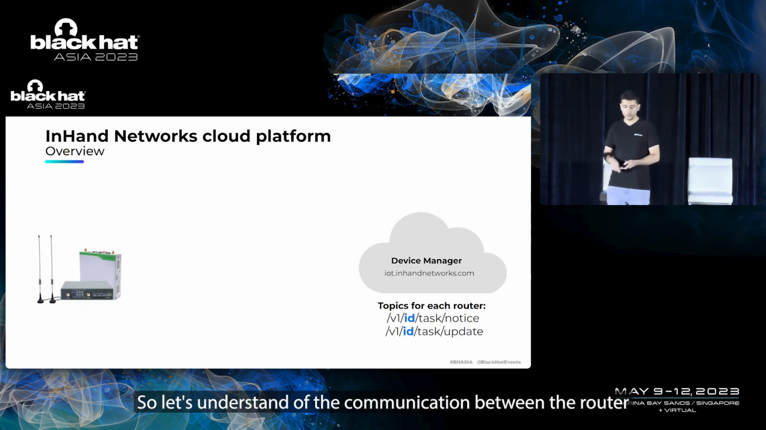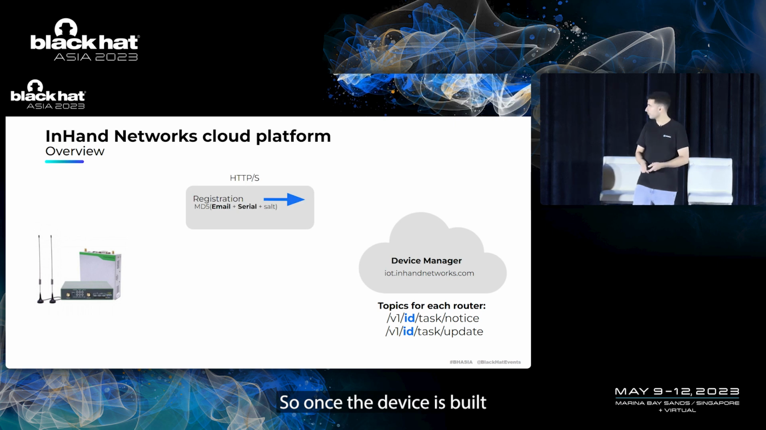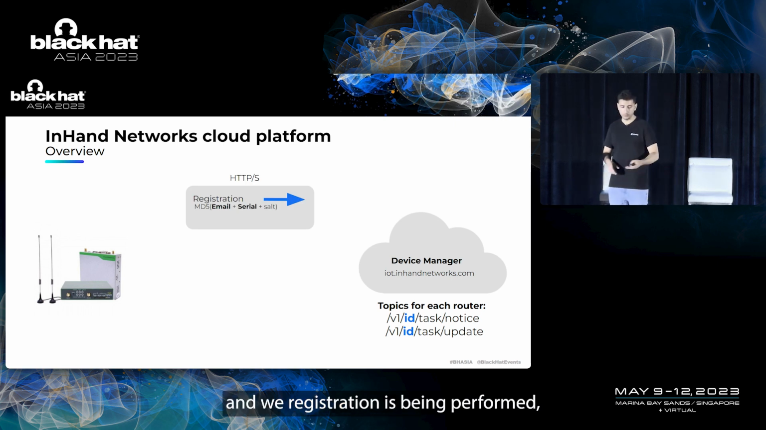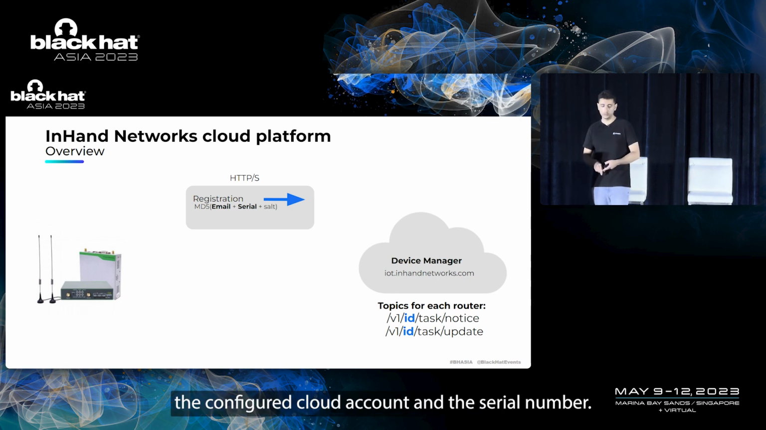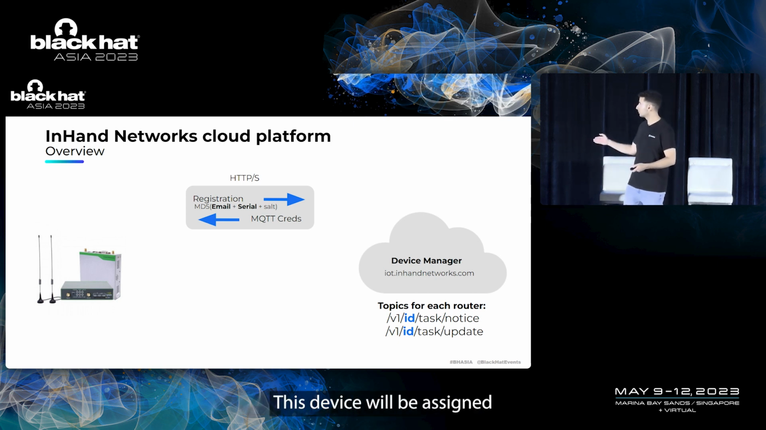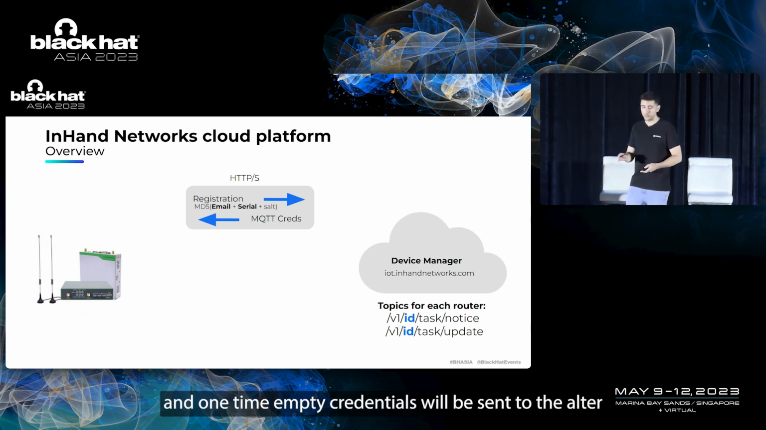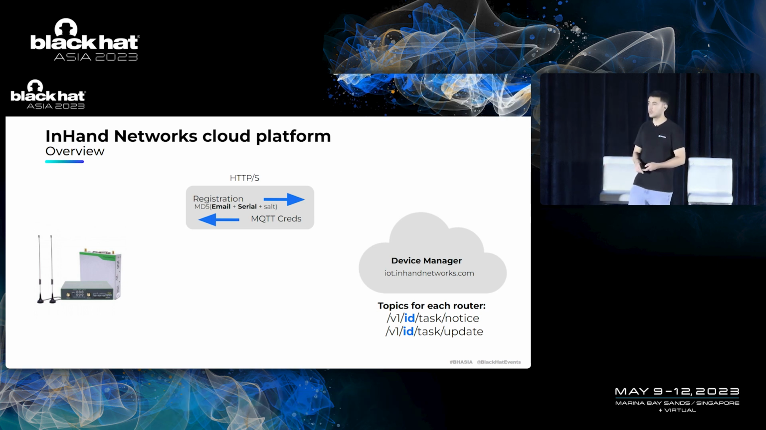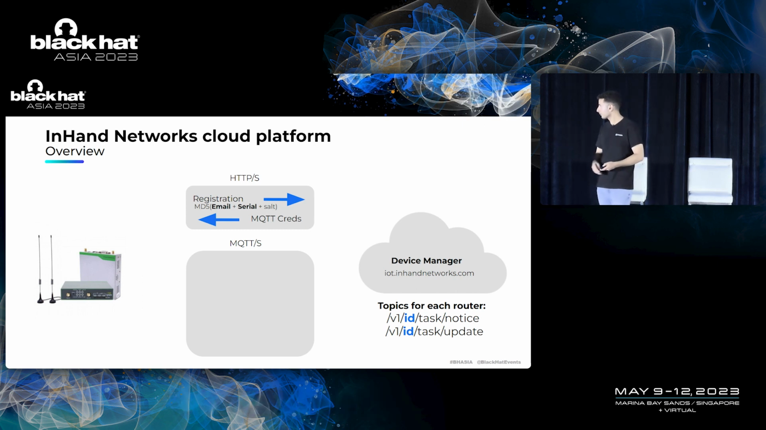So let's understand how the communication between the router and the Device Manager works. Once the device boots, a weak registration is performed. The router sends the configured cloud account and the serial number. If the serial number is valid and the cloud account really exists, this device will be assigned under this email account, and one-time MQTT credentials will be sent to the router. Using them, the router will establish an MQTT session with the cloud.